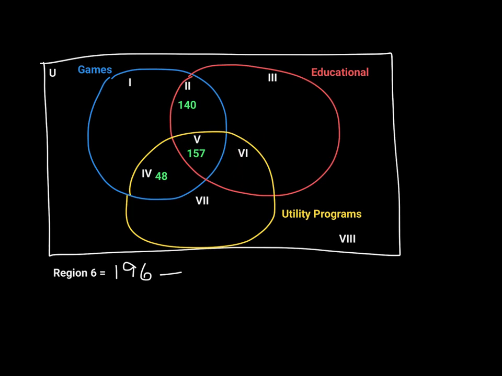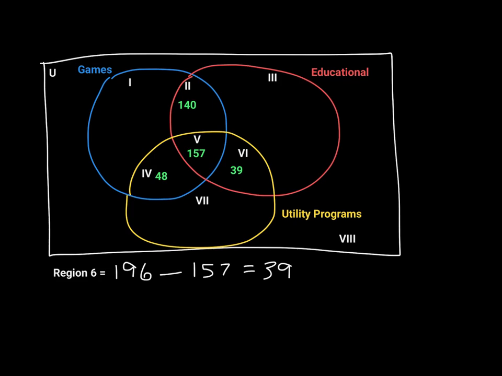Okay. So I'm going to take that number. I will subtract all of those in region 5, which is 157, and find that this difference is 39. All right, so that means I have 39 customers in region 6. Again, I want to emphasize that if you add 157 and 39, you get 196 customers total that purchased educational and utility programs. 196, which is what they told us.